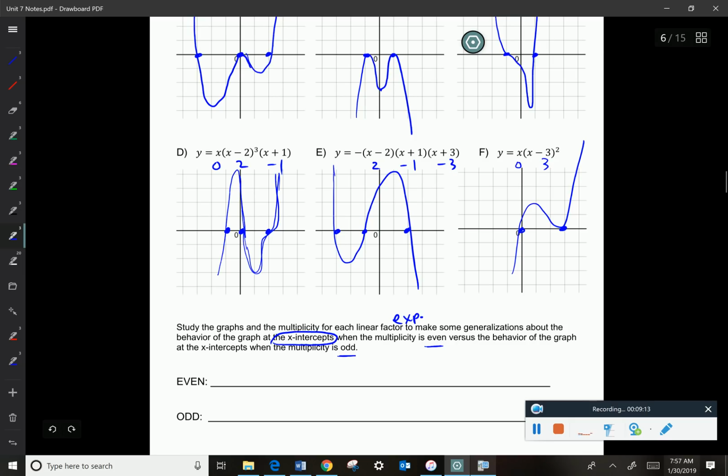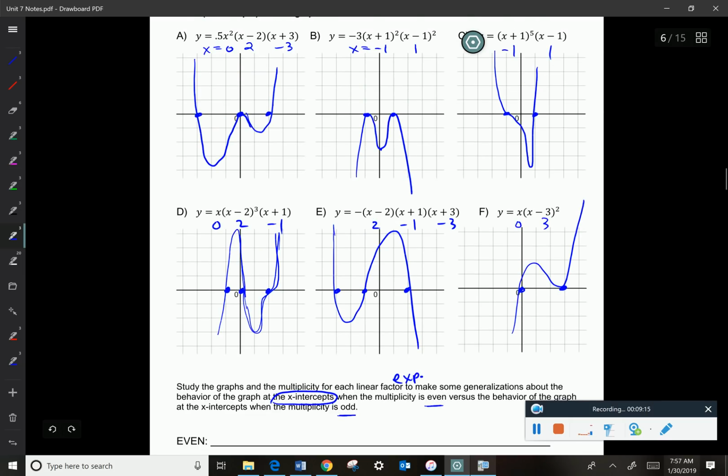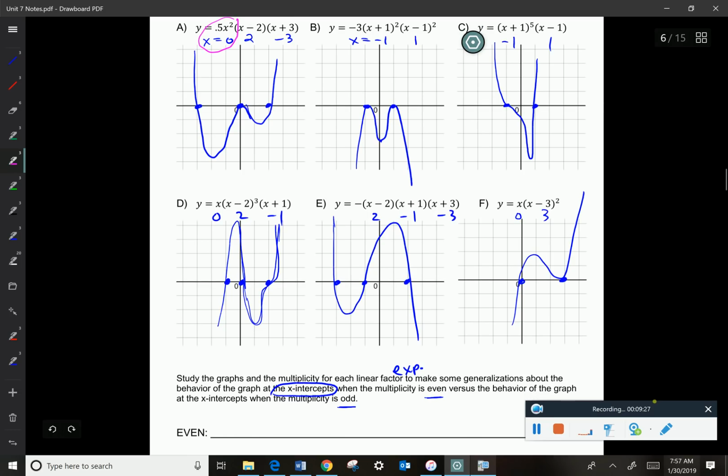So in other words, when I look at, let's say, number 1, the x equals 0 came from the factor 0.5x squared, right? And notice the multiplicity on that x is a 2. So that's an even, right? And look what happened at x equals 0, that particular 0, the graph bounced off. I'm going to say B for bounce.